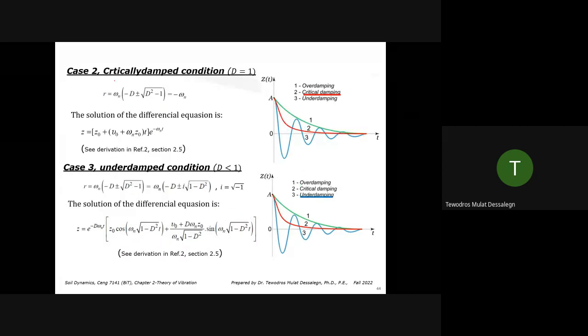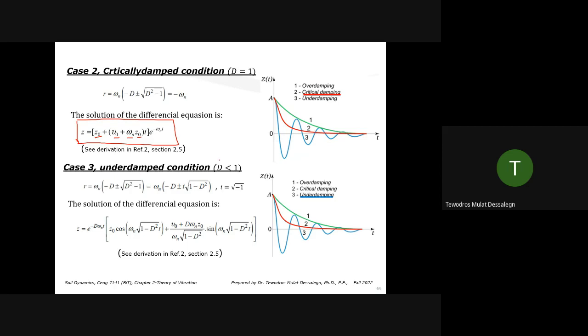Let's see case 2, the critically damped condition. That's the red chart here, displacement with time plot. That's the case when D, the damping ratio, equals 1. The damping of the material is the same as the critical damping when it is 1. Then the displacement equation would be like this. It's just in terms of initial displacement, initial velocity, natural circular frequency, and time. So time is the only variable here. You can plot this in MATLAB or Excel or anything.